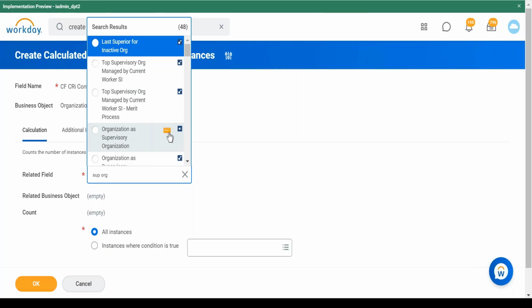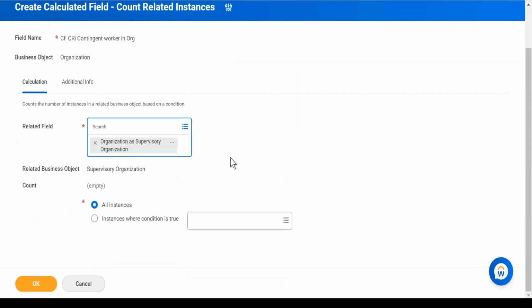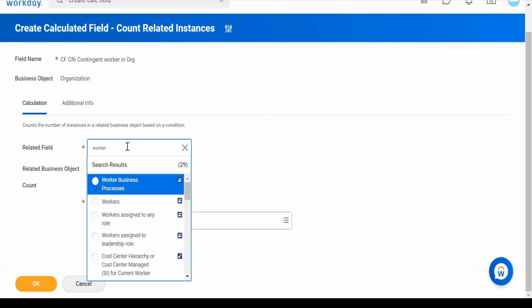Maybe I'm going to select organization as supervisory organization. The field allows you to drill and access related actions. So since I'm only concerned with sup org, I'm going to select this. Now I don't want to see all the set of workers. Actually, I got confused. Sorry for confusing you as well. I am looking to calculate the workers in the organization. So I'm going to look at the related field as workers. Sorry, I'm looking at workers in this organization.